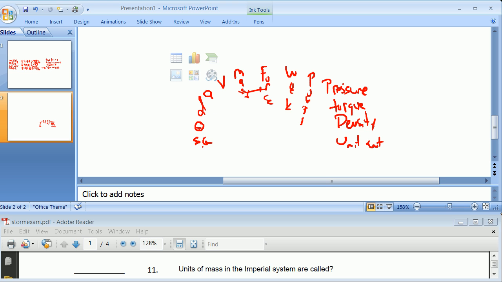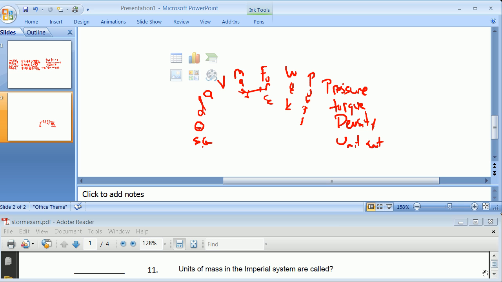And if you lay that in with the mass being slugs and kilograms, the force being newtons and pounds, the work being watts and foot-pounds, the pressure being pascals and pounds per square foot, the torque being newton meters or pound feet, the density being slugs per cubic foot or kilograms per cubic meter, and the unit weight being newtons per cubic meter or pounds per cubic foot, then you should be okay with any of the other questions regarding units.